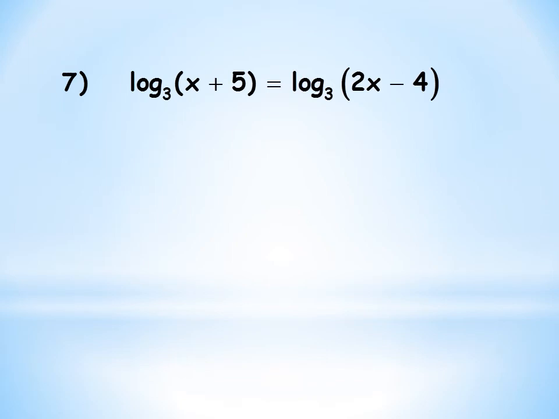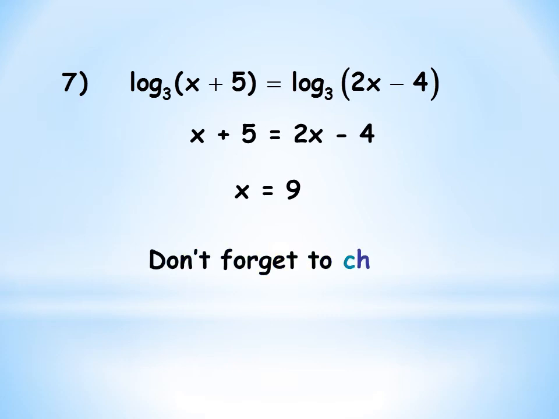All right, so here if I have the log 3 of x plus 5 equals the log 3 of 2x minus 4, I can simply solve this by saying x plus 5 has to equal 2x minus 4 and solve from there. Check to make sure that neither one makes the logs negative, which it doesn't.